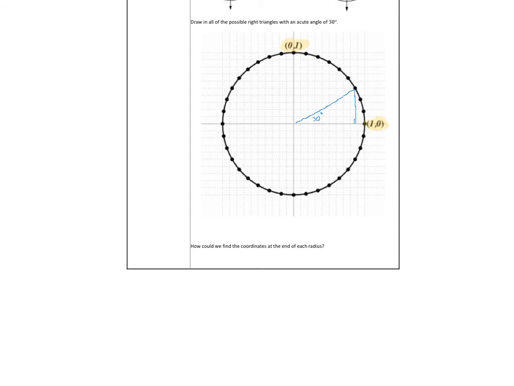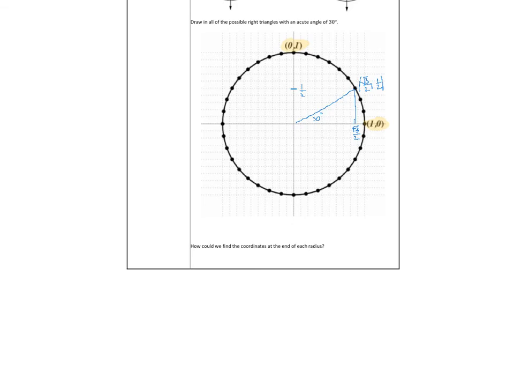So I know the adjacent side, the side next to my 30 degrees, has a length of √3/2. And then the short leg, or the side opposite my 30-degree angle, has a length of 1/2. So I know that this right side of the right triangle is 1/2. So then this point right here, I would go over √3/2, up 1/2. So that would give me that coordinate point.